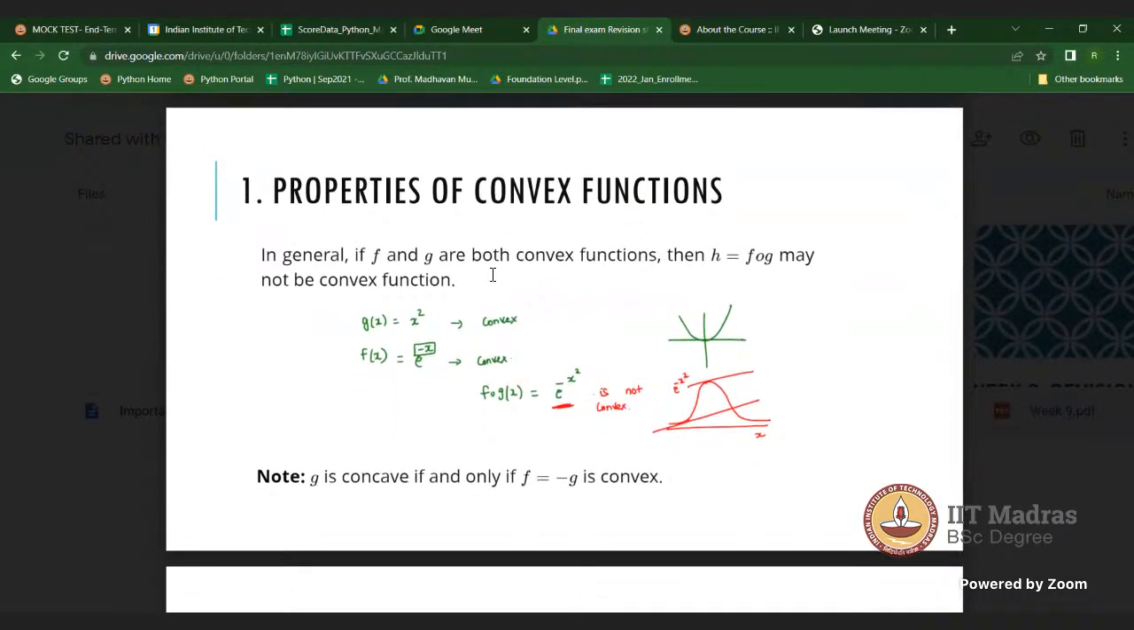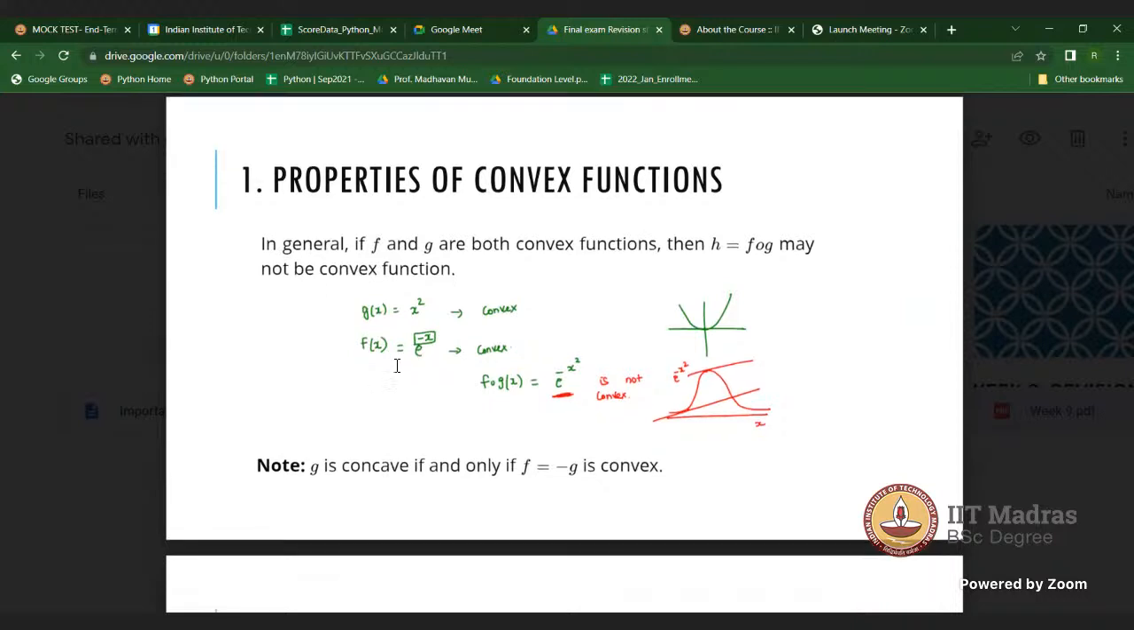The other one is, in general, when f and g are both convex functions, we cannot say that f of g of x is always a convex function. There could be a case where it is not a convex function. So for example, g of x is x square and f of x is e power minus x. F of g of x is e power minus x square, which is not a convex function. Clear?